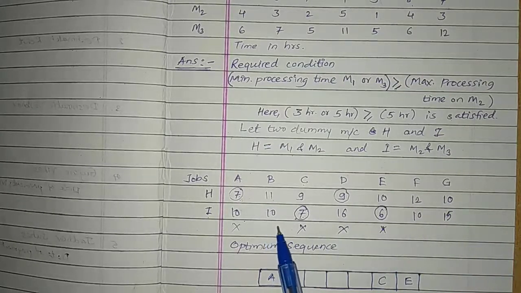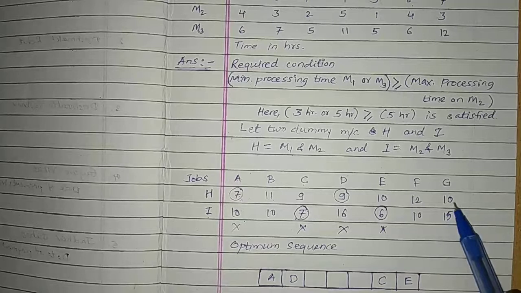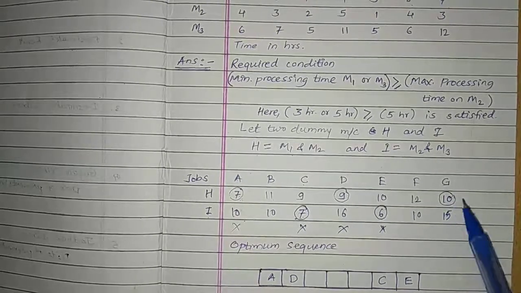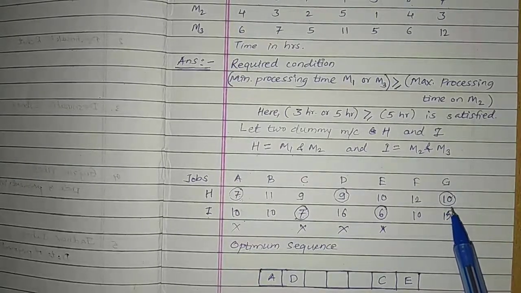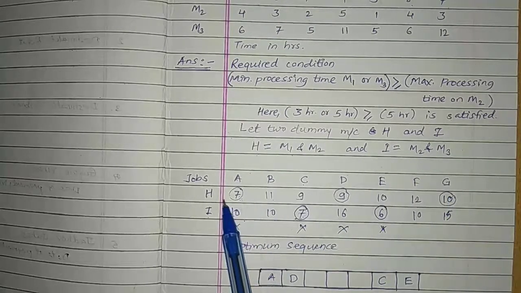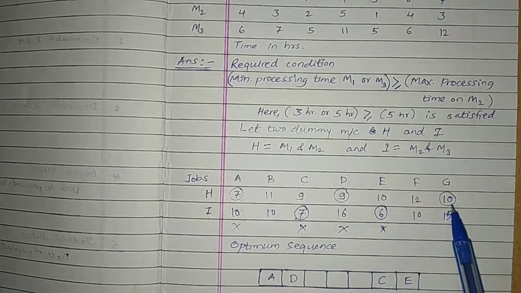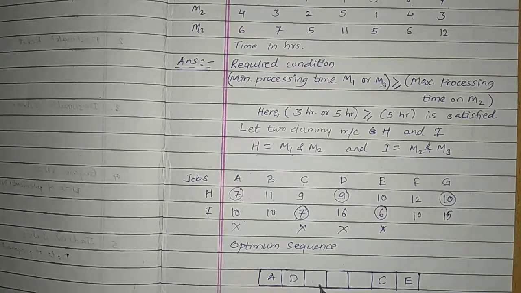The remaining times are 10 everywhere. So there is a tie. You can schedule them randomly. Take any one and schedule it. I take the smallest processing time out of the remaining processing times. It is for job G. It lies on the first machine. So let us sequence it as early as possible, job G, and eliminate it from further considerations.